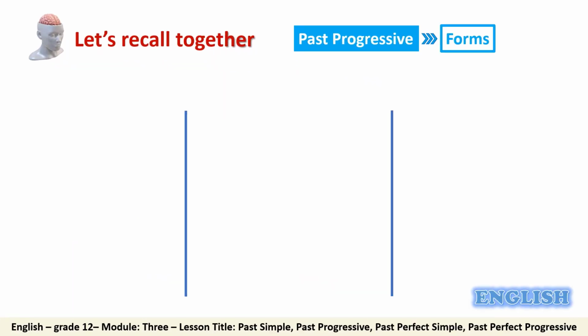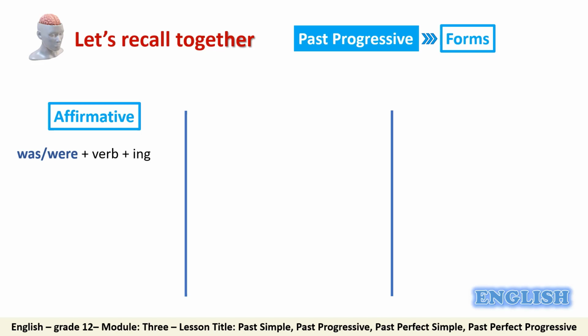Now we deal with the forms of the past progressive. So we start with the affirmative form. We make it by using was for the pronouns I, he, she, and it, and were for the pronouns we, you, and they. And we add ing to the verb, like he wasn't traveling, they weren't traveling.